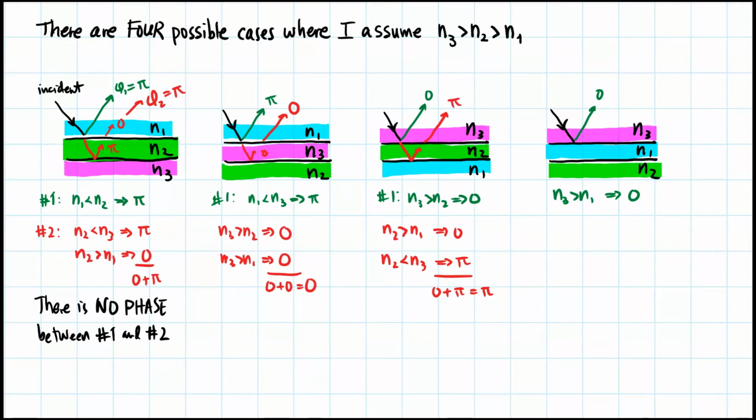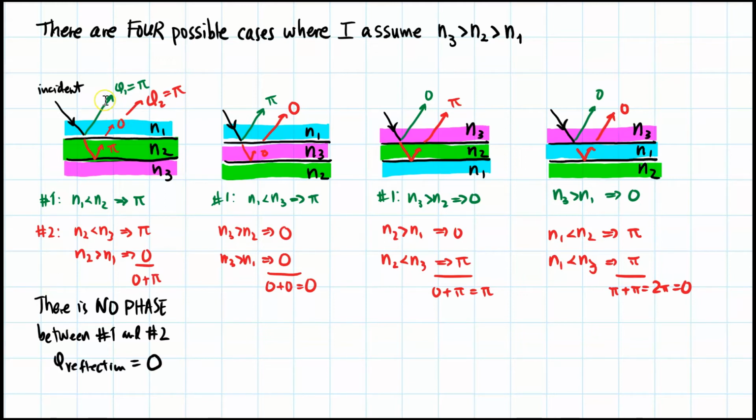Now let's go to this last case here. So now I'm going from 1 to 2 here. So 1 is smaller than 2, so I get a phase of pi here. Then I'm going to go from 1 to 3, but 1 is less than 3, so I'm going to get a phase of pi. So this gives me pi plus pi, which is 2 pi, which is the same as 0. So the phase of this wave is 0 here.